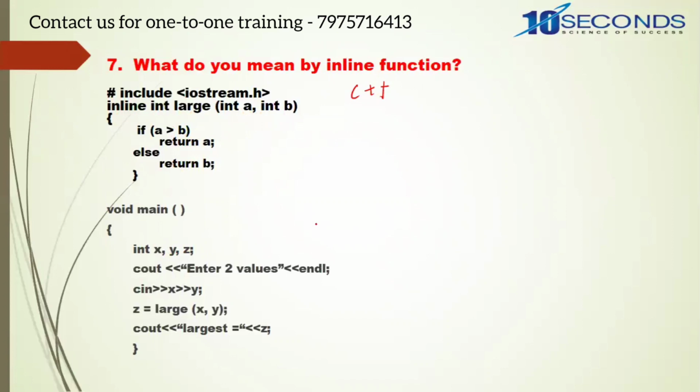Now int x, y, z, memory will be allocated to x, memory will be allocated to y, and memory will be allocated to z. Enter two values. I enter 10 and 20. 10 will go to x and 20 will go to y. Then z equal to large of x comma y. Here in this particular place, large of x comma y will be replaced with this: if a greater than b, return a, else return b. So in our case, y, that is 20, is greater than 10. So 20 will be returned, and 20 will be stored in z. So cout largest z, that is 20, will be printed onto the screen.